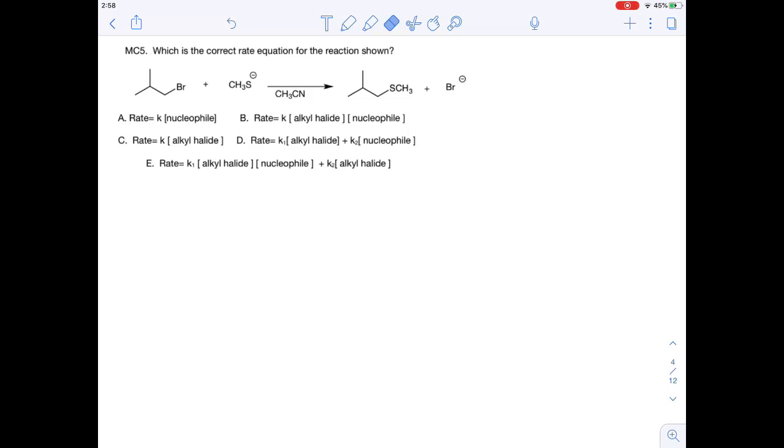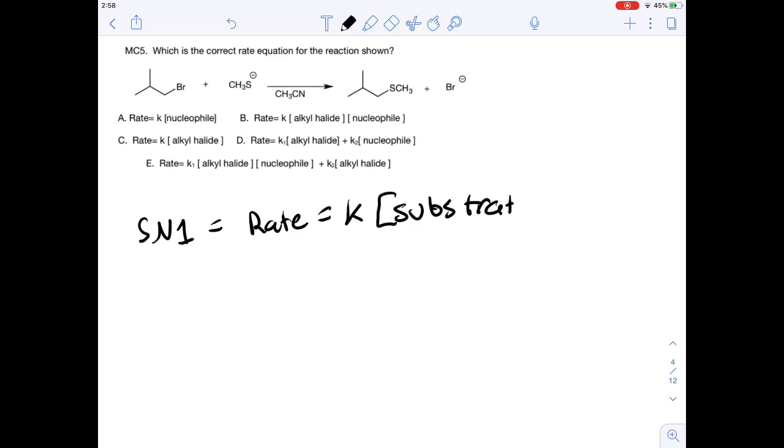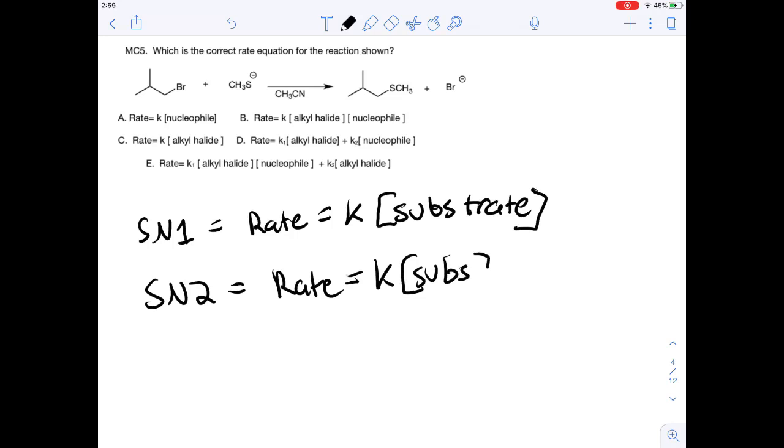So multiple choice 5 asks, which is the correct rate equation for the reaction shown? In general, you're probably going to be comparing SN1 and SN2 reactions in these cases. So it's important to memorize the rate laws for both. The rate law for SN1 is rate equals K times substrate. Substrate is the same thing as alkyl halide. SN2 is rate equals K times substrate, which I'm going to abbreviate as subs, times nucleophile.